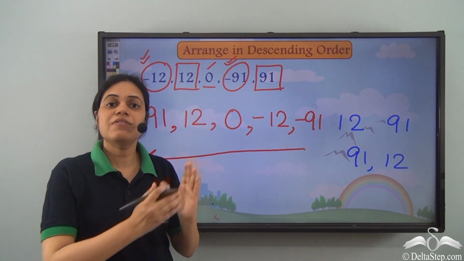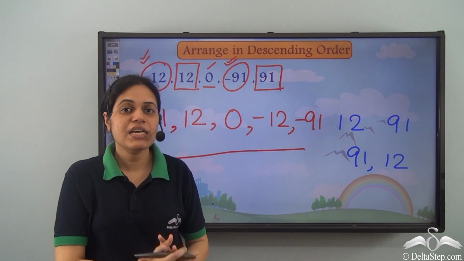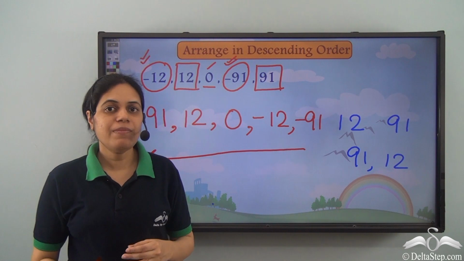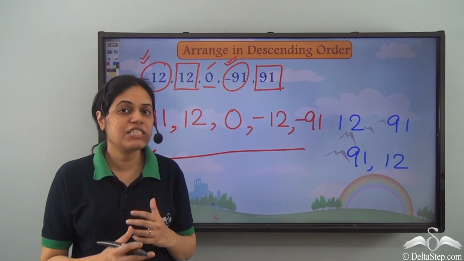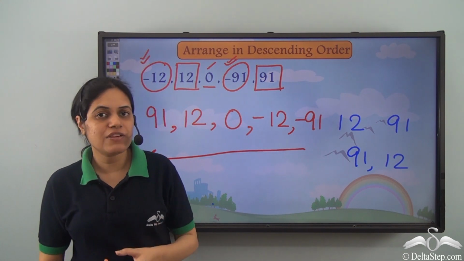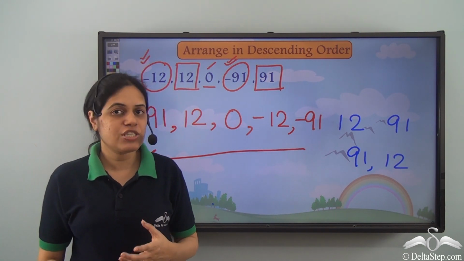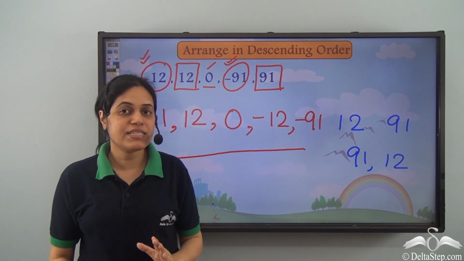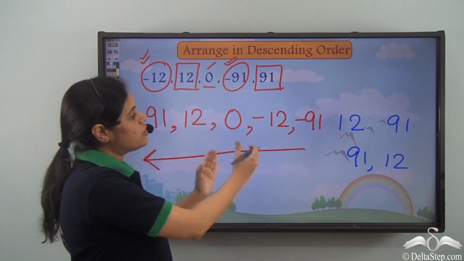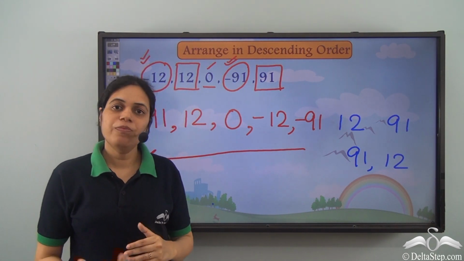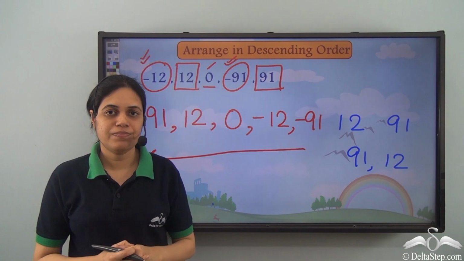So first we need to group the numbers according to their signs and then arrange them. If we get mixed integers, that is integers having positive, negative or the neutral integer 0, and we have to arrange them in ascending or descending order, first we need to arrange them group wise and then within the group we need to arrange them.